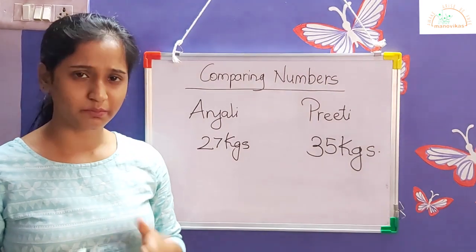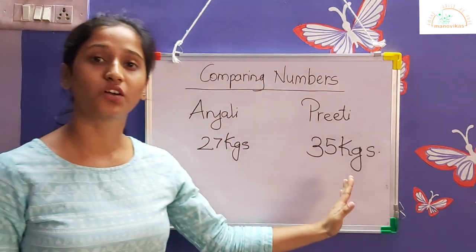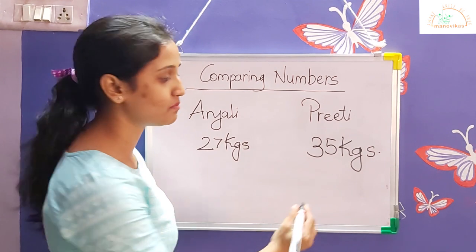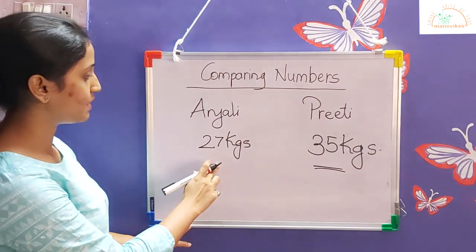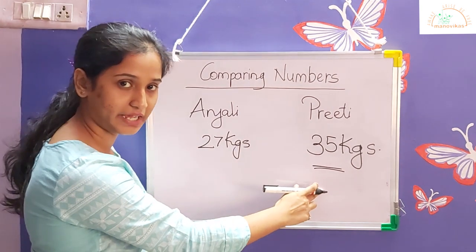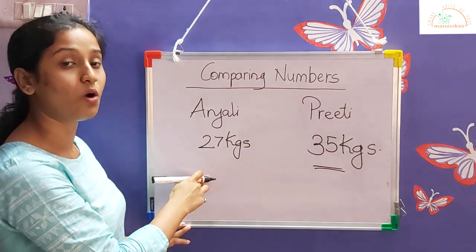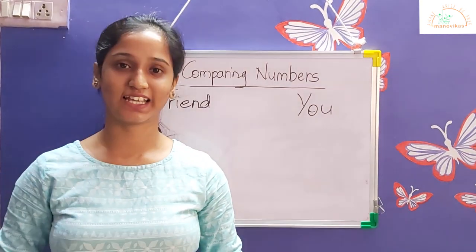Now can you tell me which is the greater number between 27 and 35? Yes, correct. So we have the greater number as 35. That is 27 is less than 35 or 35 is more than or greater than 27. Now we'll move on to the second example.